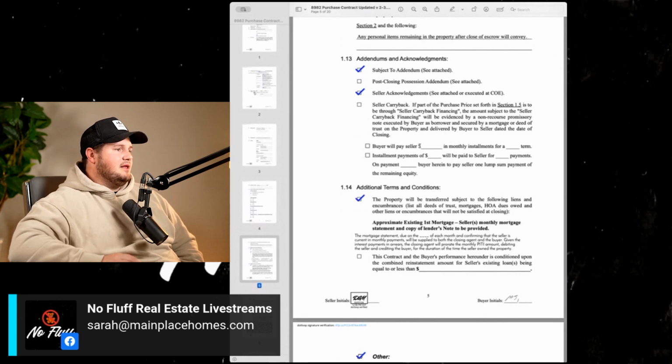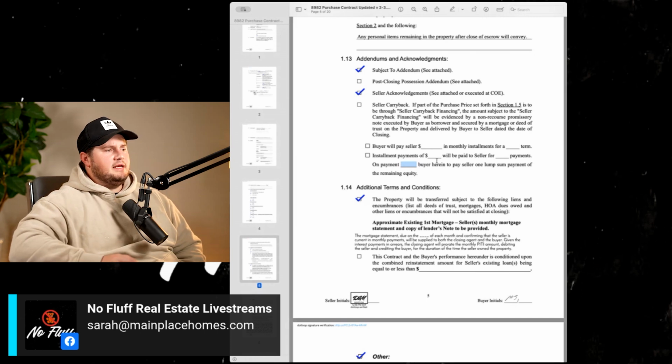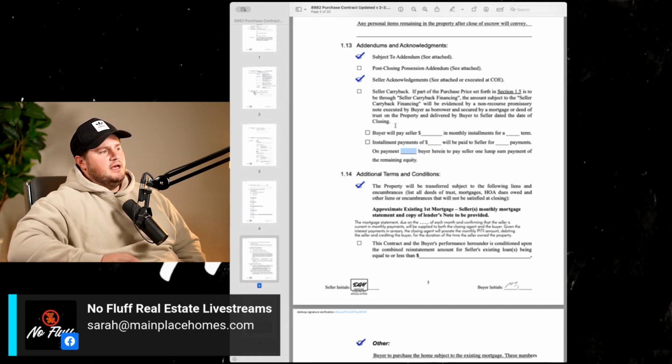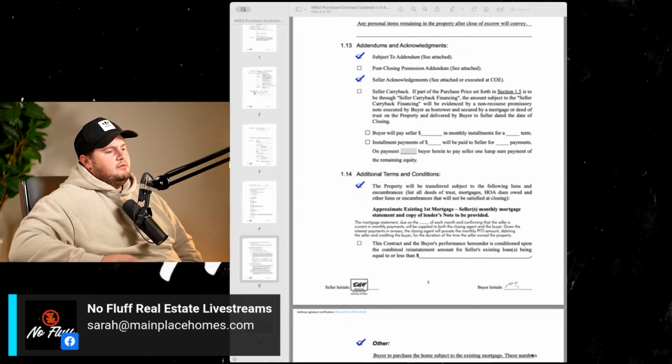Buyer will pay seller $279,300 in monthly installments for a blank term. Installment payments of blank dollars will be paid to the seller for a number of payments. And if there's a balloon, then you'd write in, on payment 120 if it's a 10-year balloon, buyer is to pay seller one lump sum payment of the remaining amount. So basically you just line out your specific terms because these terms would be put on a note.